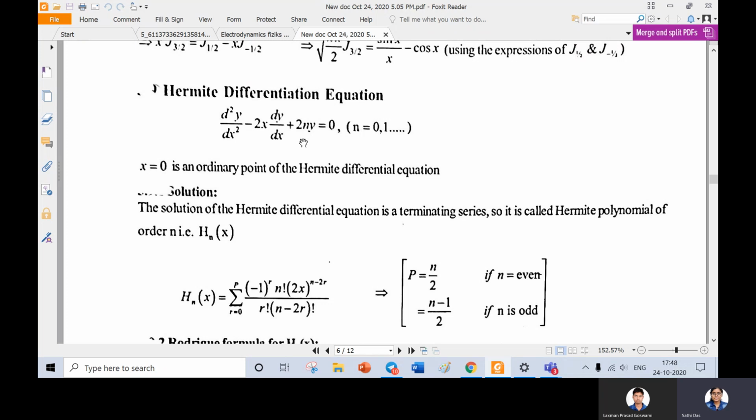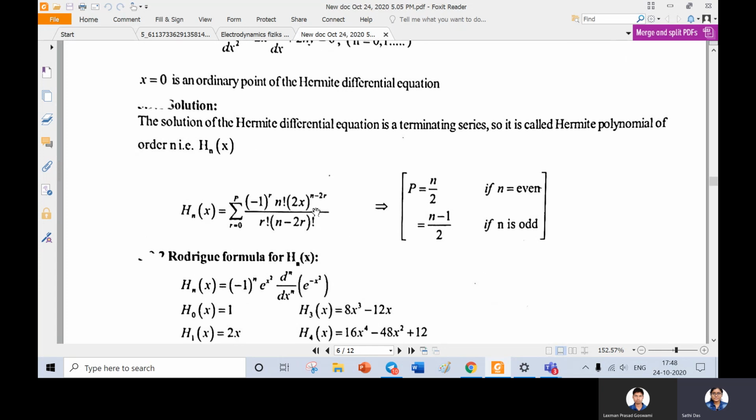So you should also know the form of the Hermite differential equation, that is d2y/dx2 minus 2x into dy/dx plus 2ny equals to 0, where n equals to 0, 1, and so on, and x equals to 0 is an ordinary point of the Hermite differential equation.